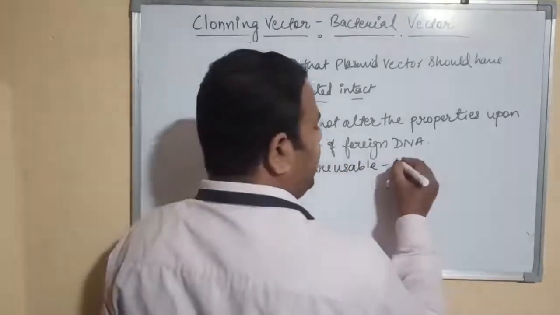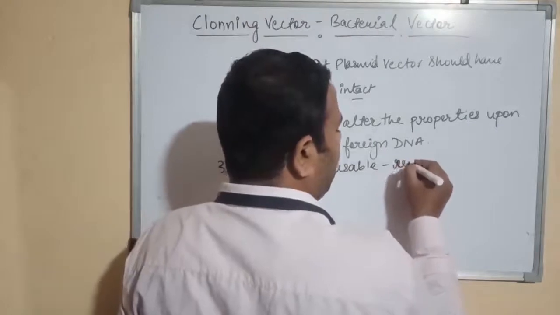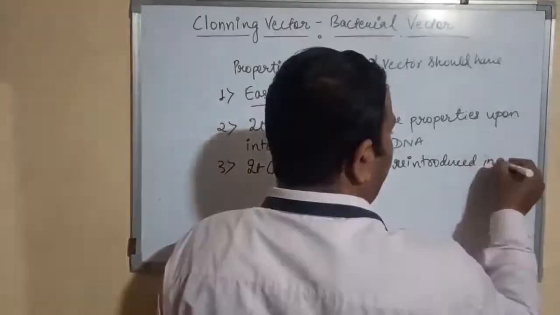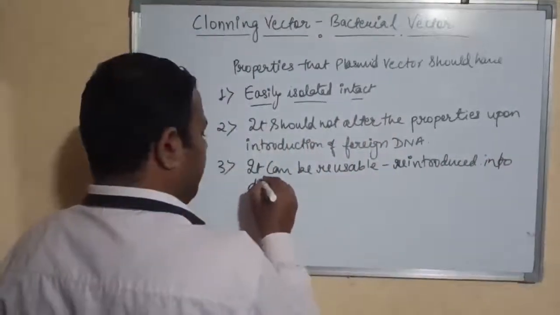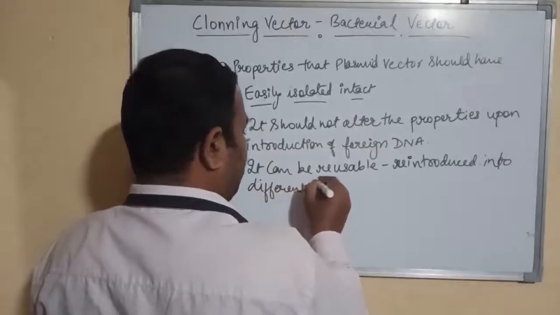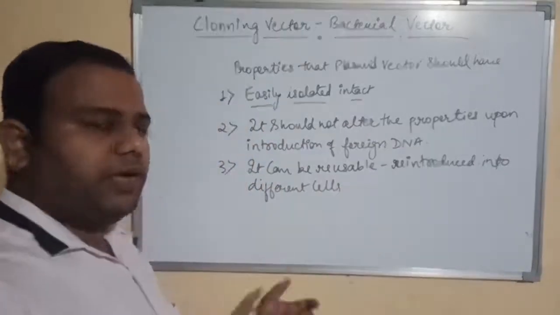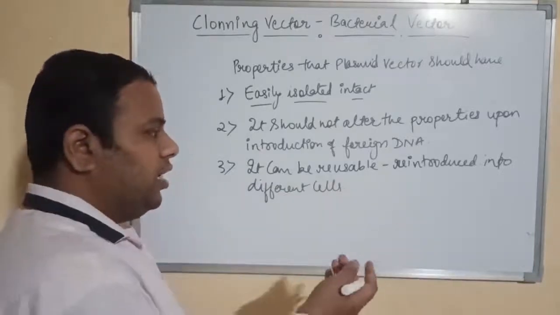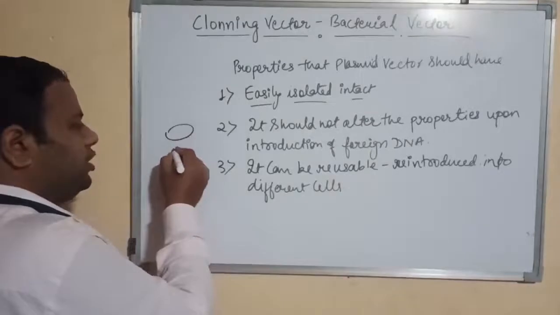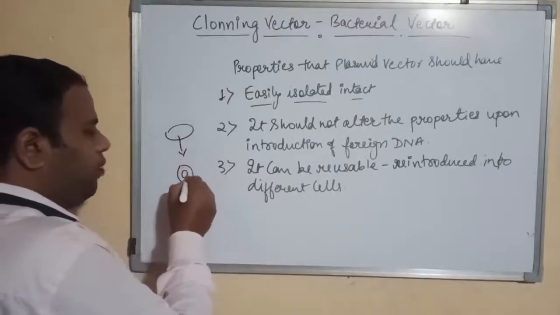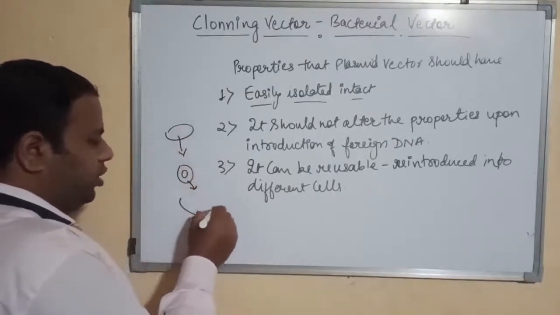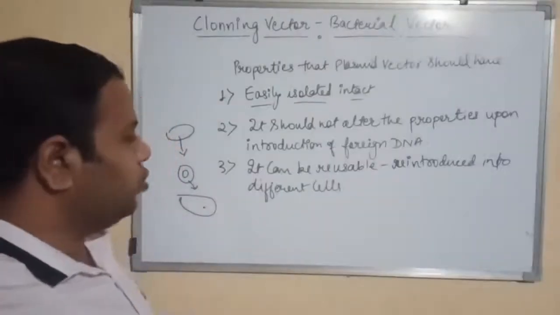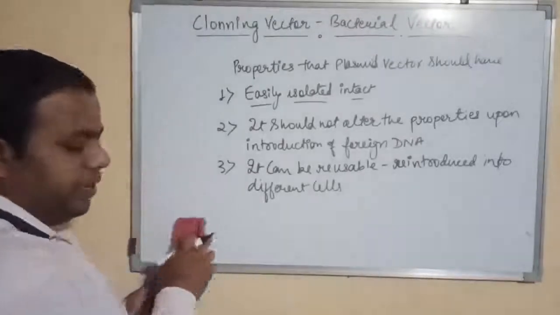Reusable, or it can be reintroduced into different cells. Means once the cloning experiment is done, that plasmid has been transferred into the bacteria, that plasmid should be re-isolated from that bacteria into its intact form, and again this plasmid can be reintroduced into another bacteria for getting that same feature. So it should be reused, or its quality should not be degraded over time.